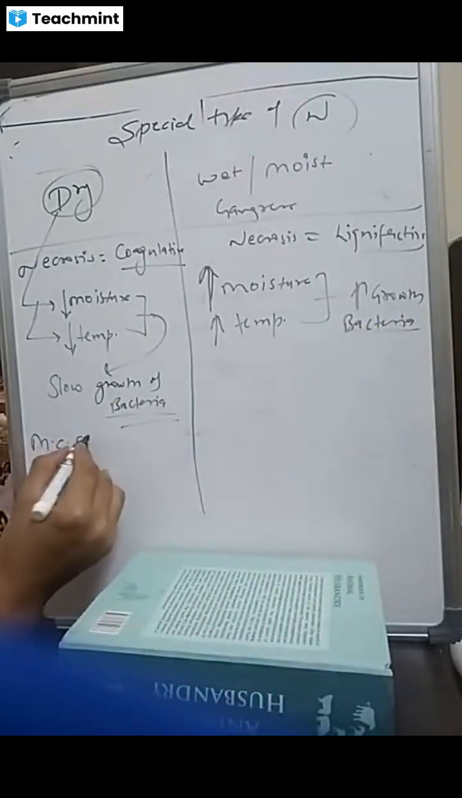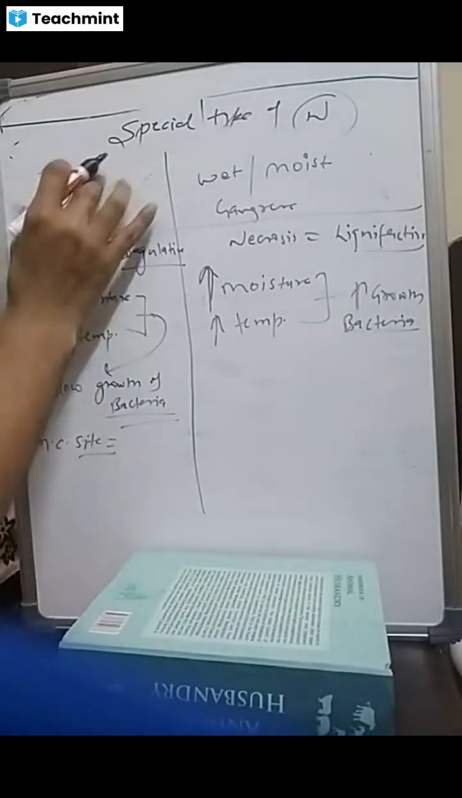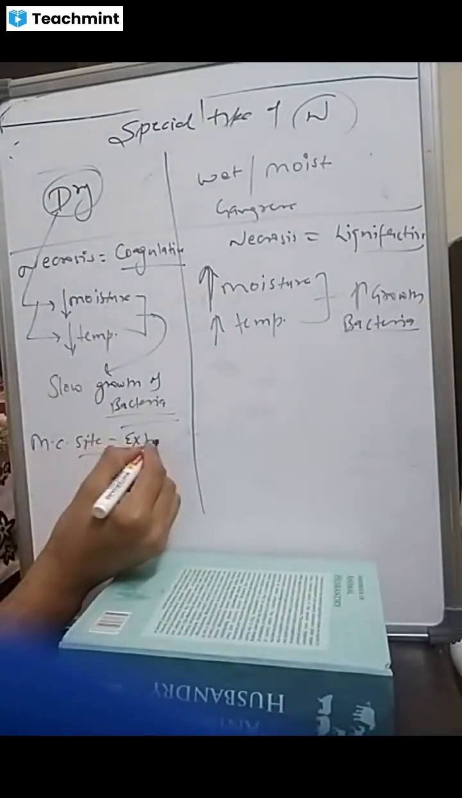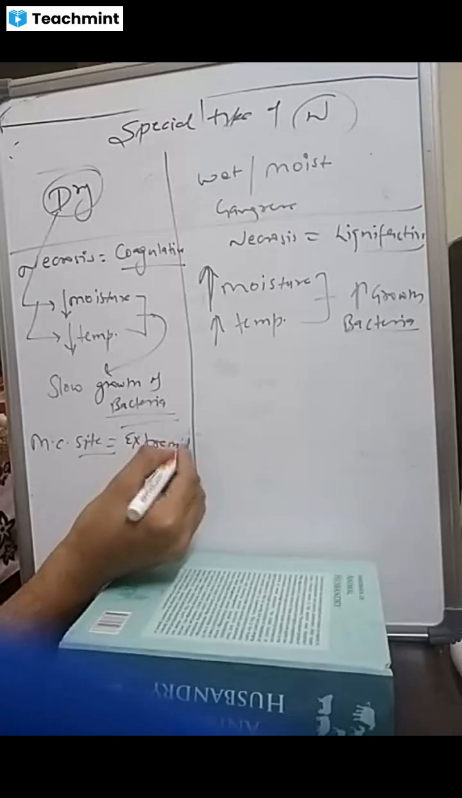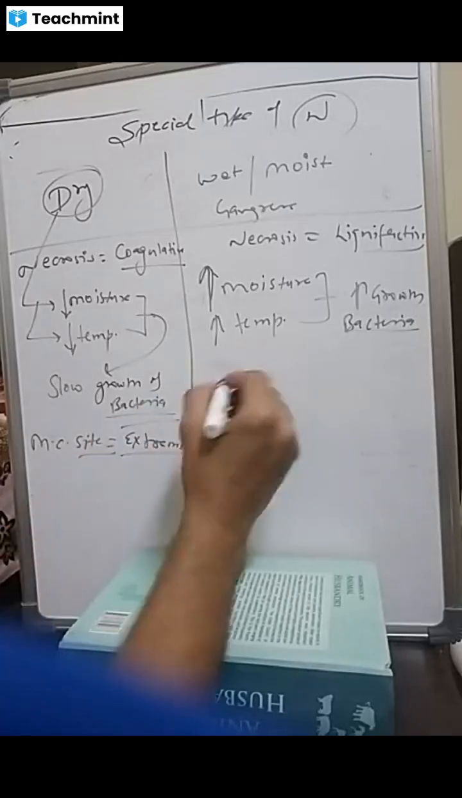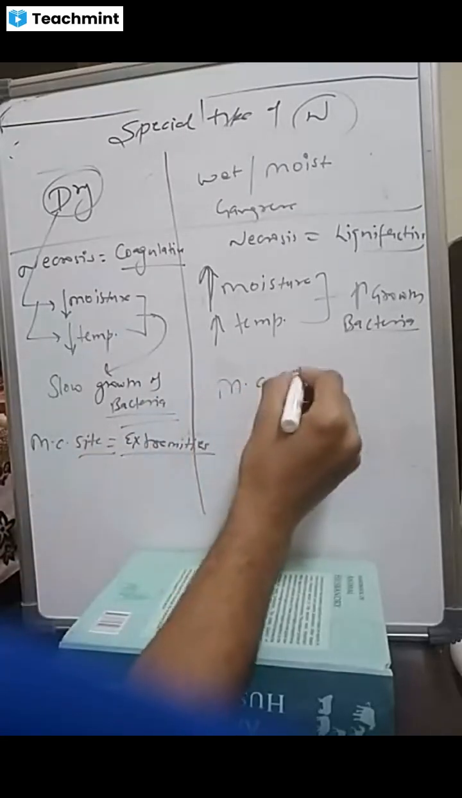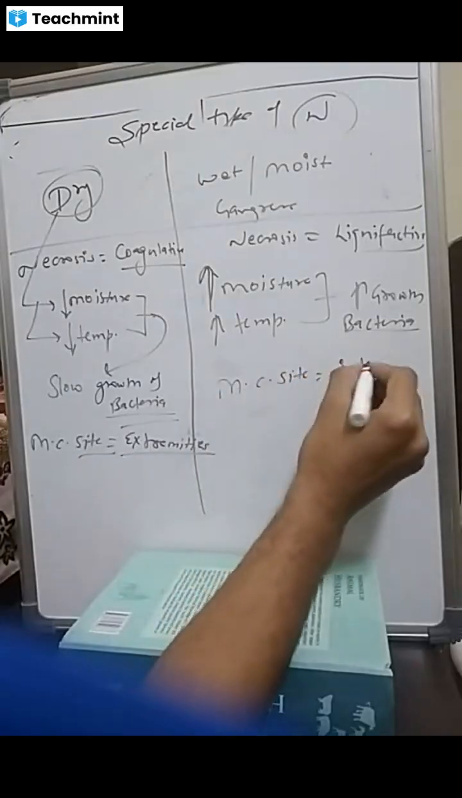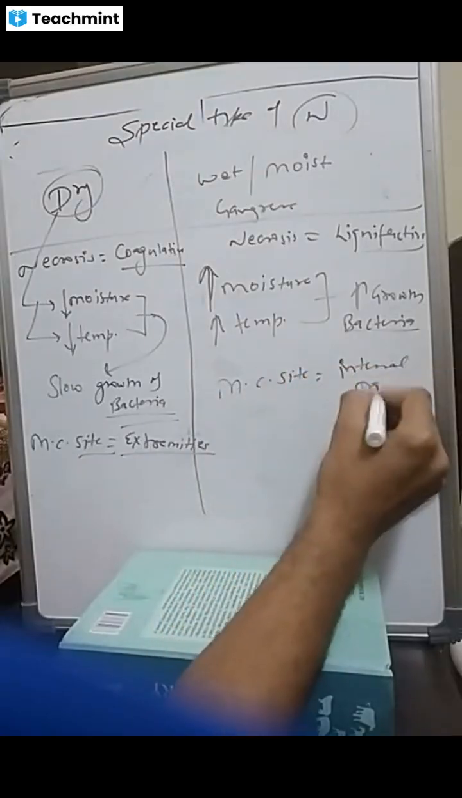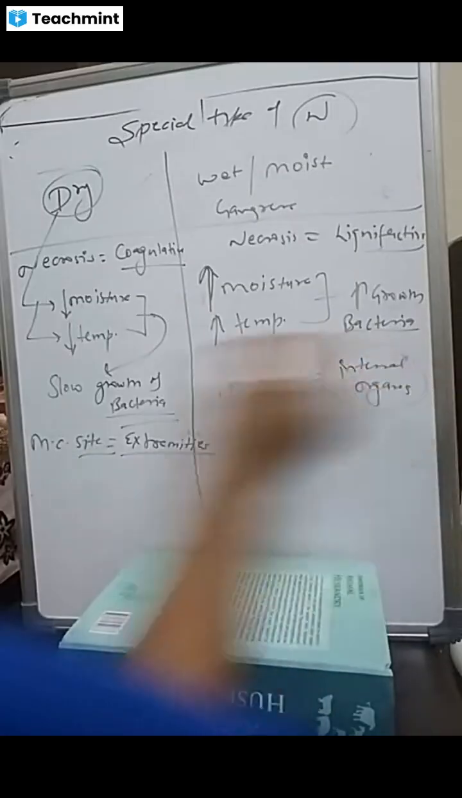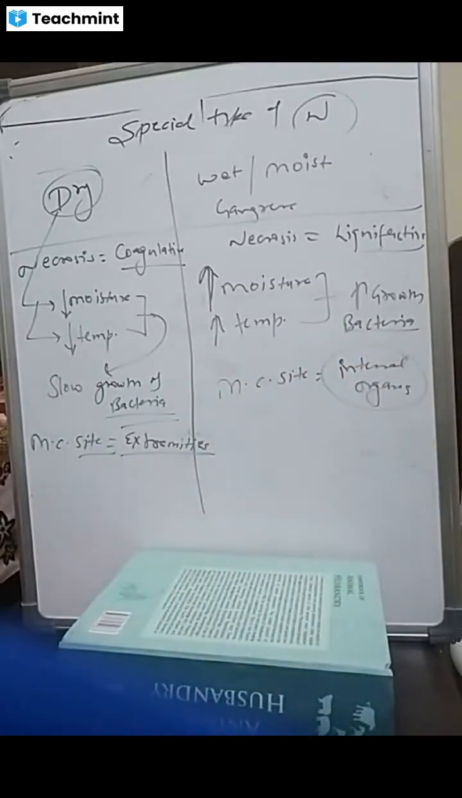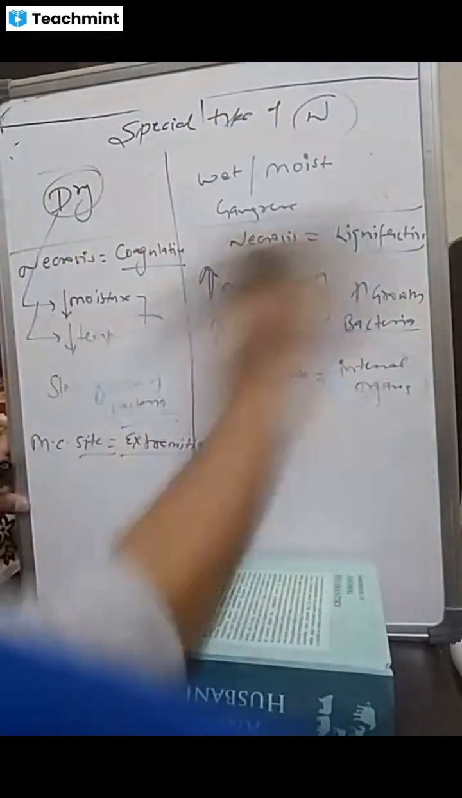Most common site of dry gangrene is the extremities. Most common site of wet gangrene is the internal organs. These are the differences.